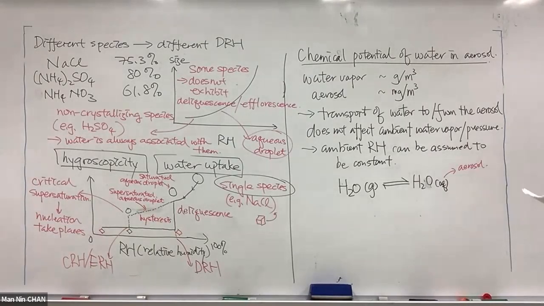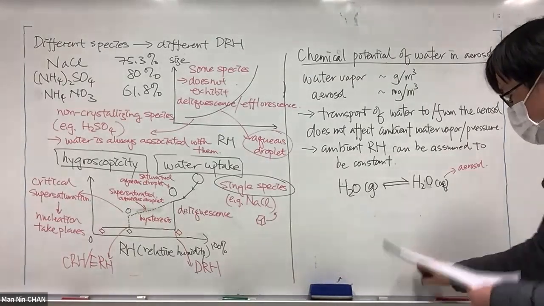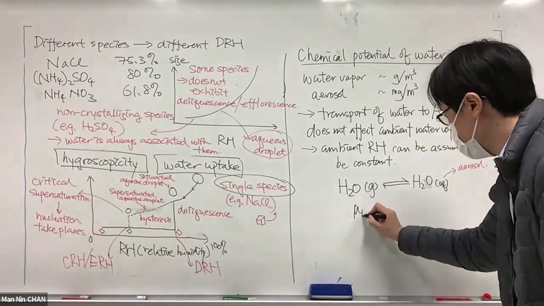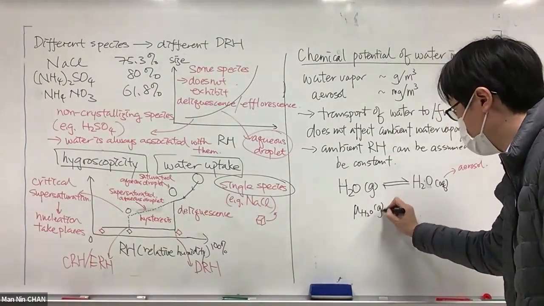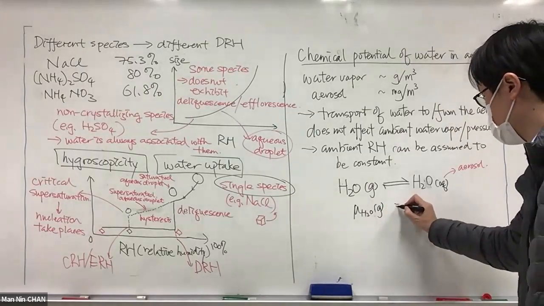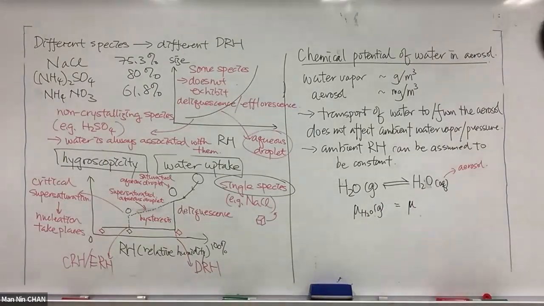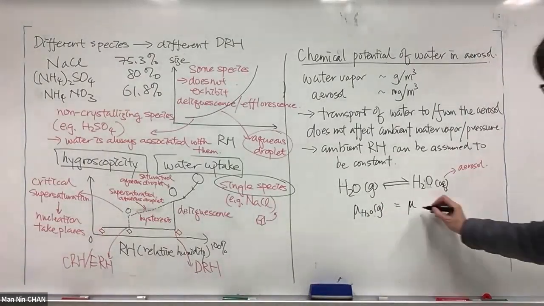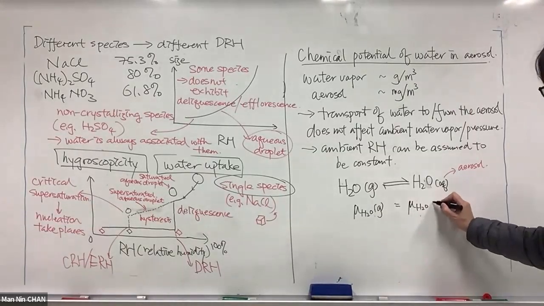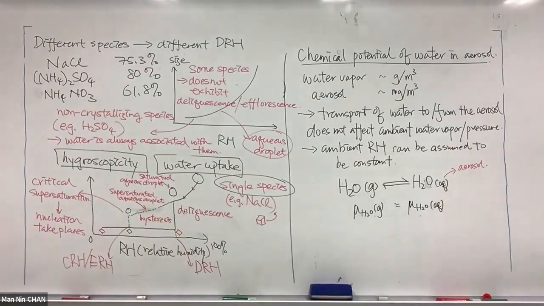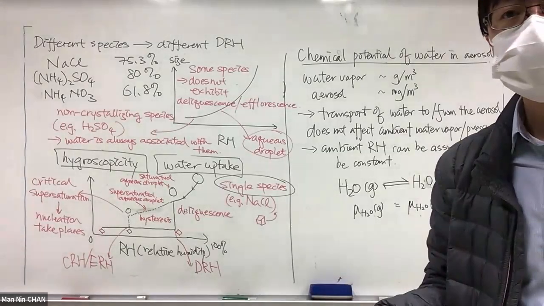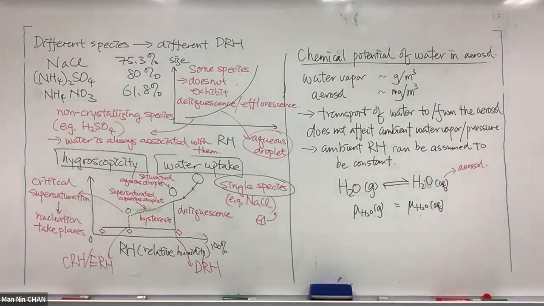If we assume you can reach an equilibrium, then the chemical potential of the water vapor, of your water molecule in the gas phase, will be equal to the chemical potential of the water in the aerosol phase. This is how we define the equilibrium, and this is how we reach the equilibrium.